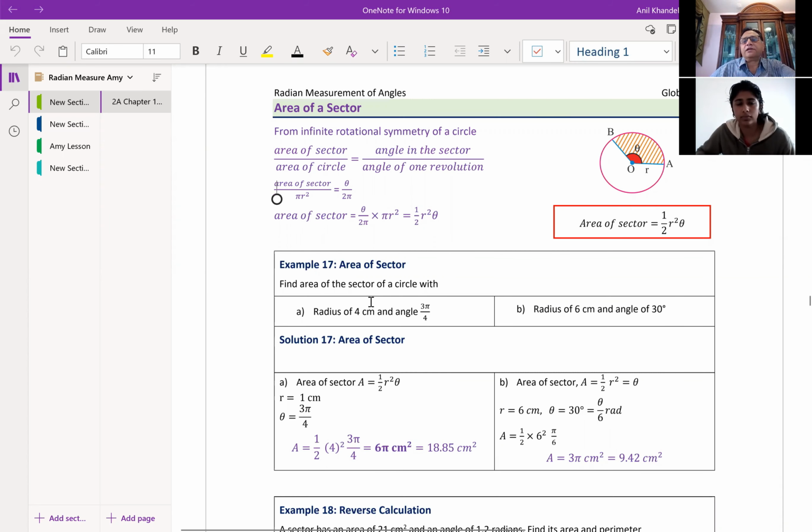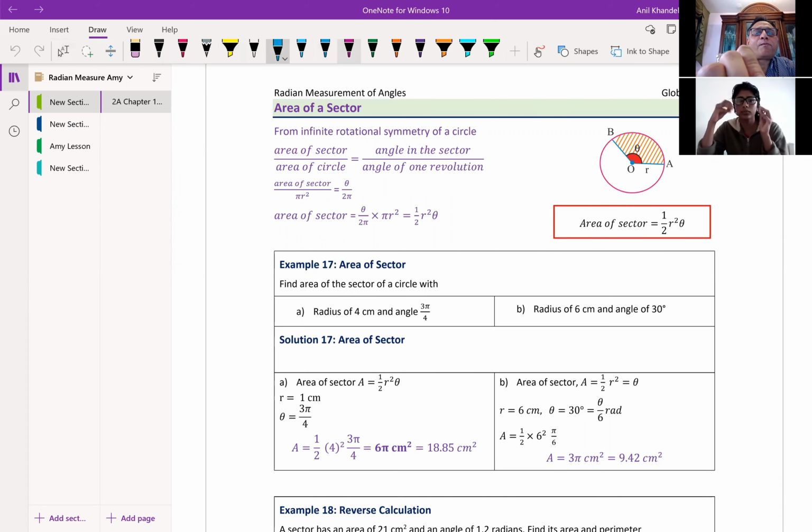Right. So this is area of the sector. A part of the figure is actually hidden under our picture. That's a problem. Anyway, let me just type it out. So I can highlight here. Fine. So we'll talk about area of a sector.